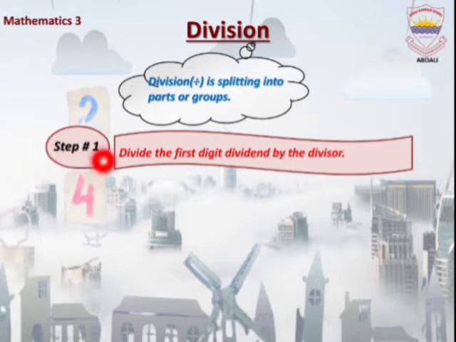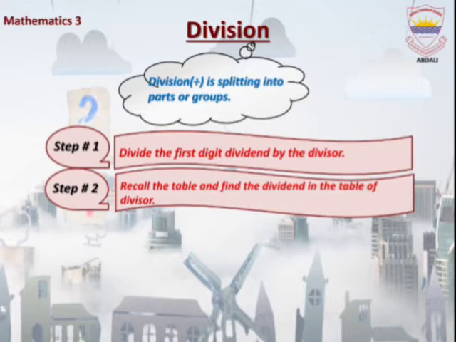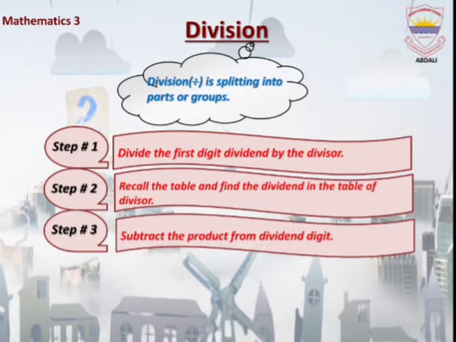Our step 1 is divide the first digit of the dividend by the divisor. Our second step is recall the table and find the dividend in the table of the divisor.